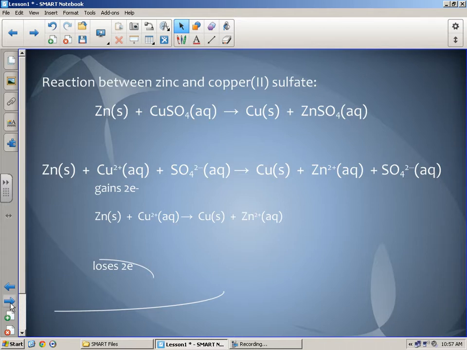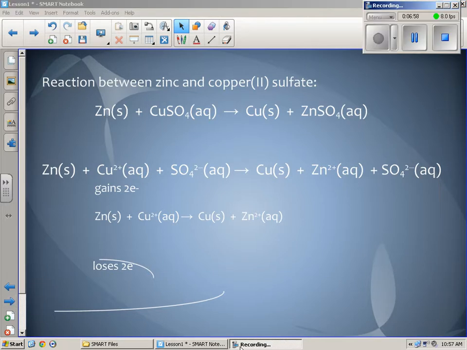If you take a look at the reaction between zinc and copper 2 sulfate, you can write this down here, guys. I'm going to take some of this stuff out here. Don't worry about the gains 2 electrons and loses 2 for right now. Just copy those 3. So the reaction between zinc and copper 2 sulfate, and these would be the 3 reactions that we could write out.